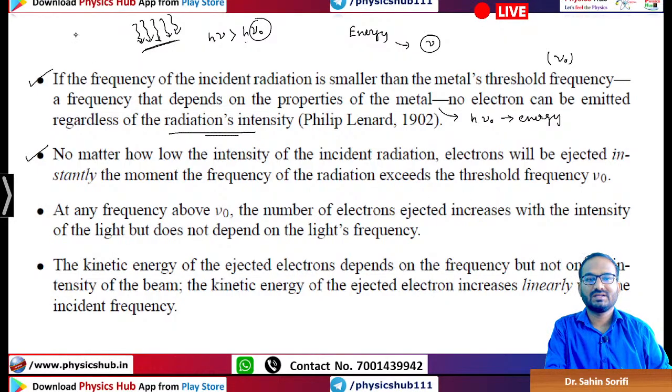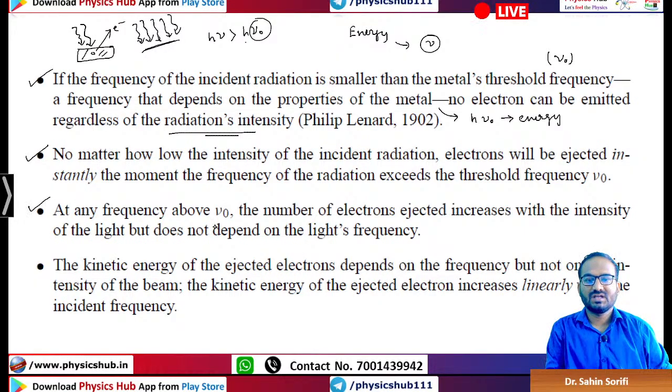It is not like that you are sending photon, then electron will absorb, then it will emit, and it will take time. It's not like that. It's instant. As soon as you shine the surface of the metal, electron will start coming out.